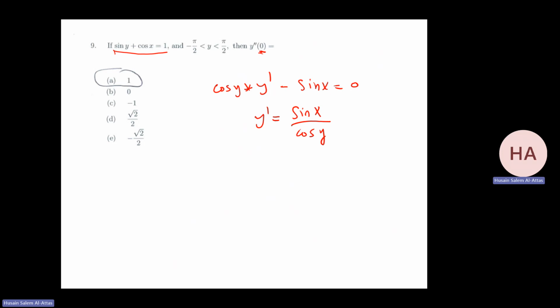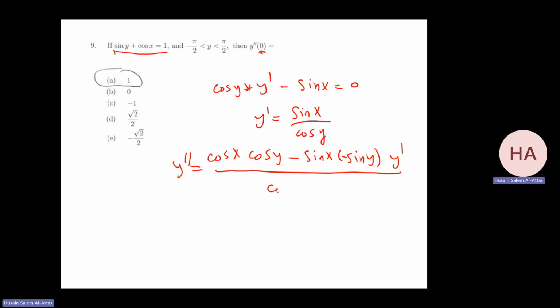Cosine y prime will be sine x over cosine y. So y double prime will be what? Cosine x cosine y minus sine x minus sine y prime over cosine y square.